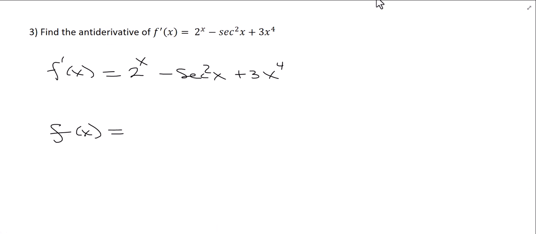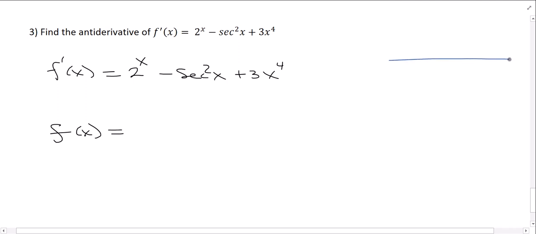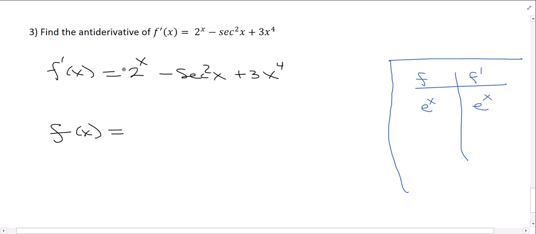So let's remind ourselves of some derivatives. And speaking of knowing our derivatives forwards and backwards, let's see. If I have f and f prime, so if I have e to the x, what's the derivative of e to the x? e to the x, right? Here I have 2 to the x. What's the derivative of 2 to the x?